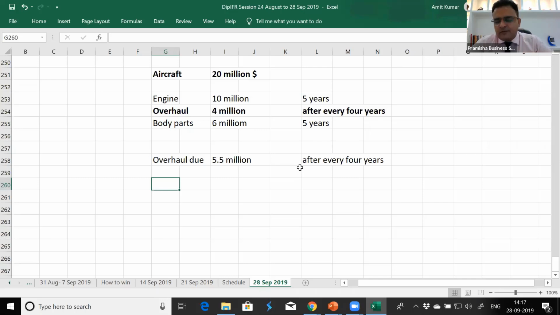So many of the times people get confused between overhaul cost as a provision because we are incurring some expenditure in future. Remember, provision is a present obligation as a result of past event from which future economic benefits are going to flow to the entity. And as I said, all the 3 conditions need to be satisfied. This is not meeting the condition of being a present obligation. So this is not a provision.